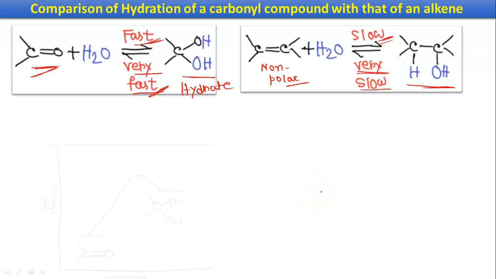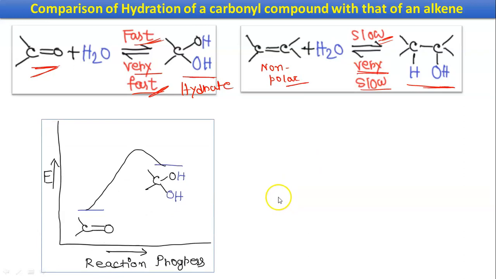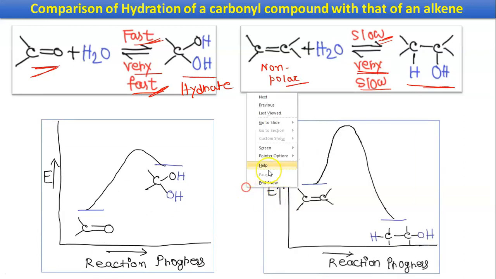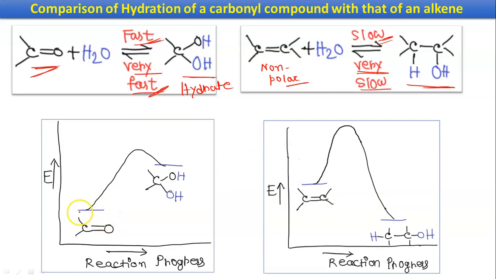Now we will see the energy profile diagram of these two reactions. Here you can see the initial carbonyl, and if you compare the energy of the hydrate, this is much more unstable. So this is thermodynamically unstable compared to the initial carbonyl compound. So the activation energy for the forward reaction, you can see this is very high, but the activation energy for the backward reaction is very less. So that is why it is written here fast and very fast.